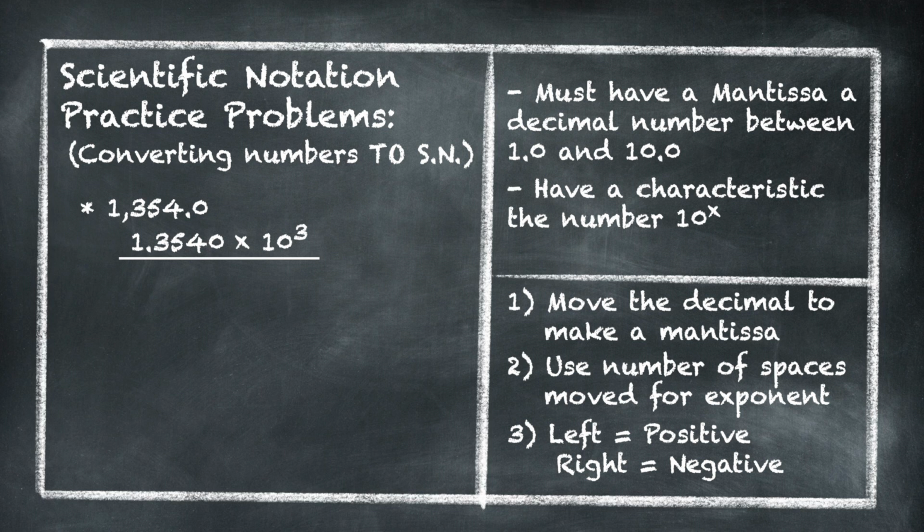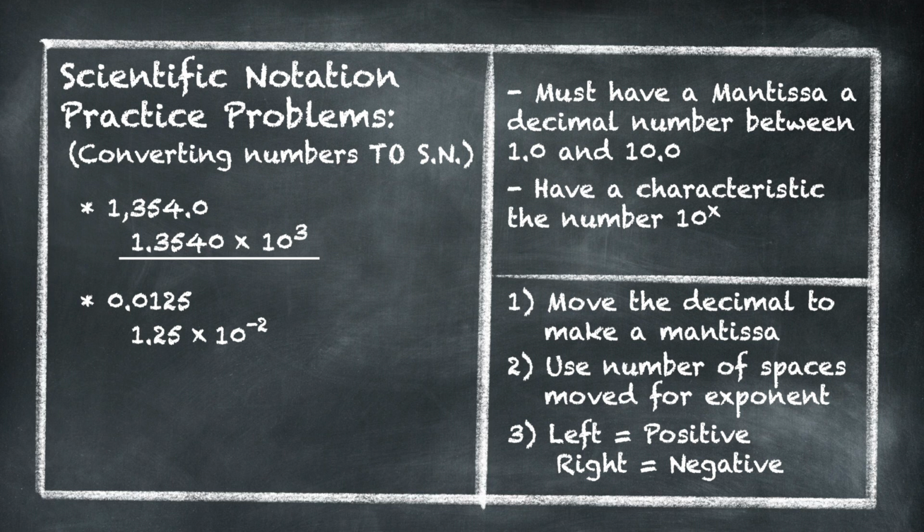Okay, so we have 0.0125. In order to make this number a mantissa, we're going to move our decimal place 2 spots to the right. Because we moved it to the right, our exponent is going to be negative. And because we moved it 2 spots, our exponent is going to be a 2. So we have 1.25 times 10 raised to the negative second power.